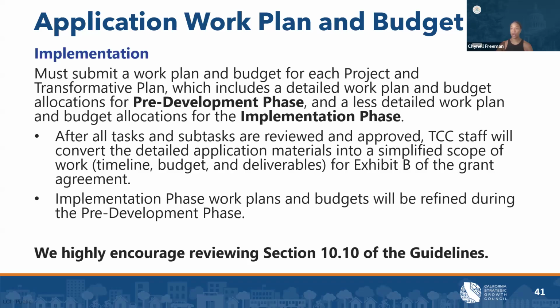Finally, the Excel workbook includes a template for a less detailed work plan and budget for the 4-year implementation phase. These will be refined during the pre-development phase. Applicants will also submit the grantee cost workbook, which is the work plan and budget for the lead applicant for their grant administration work. The lead applicant is also responsible for submitting the summary budget workbook to provide an overview of and general information from each project and plan budget.